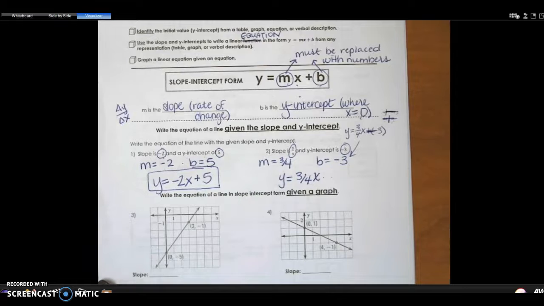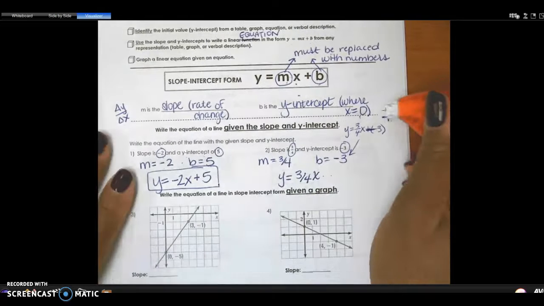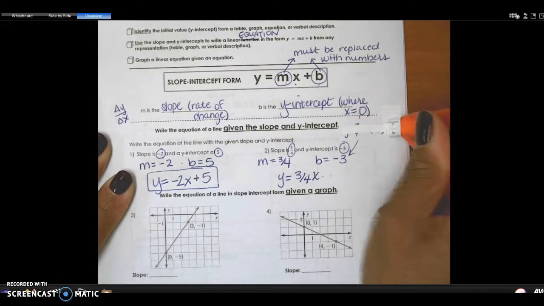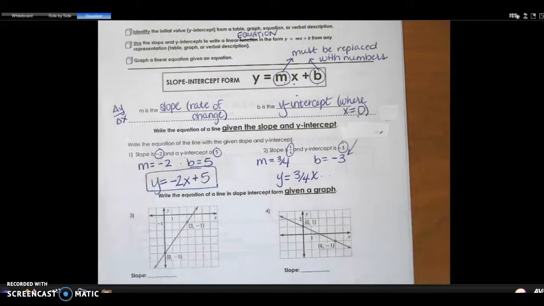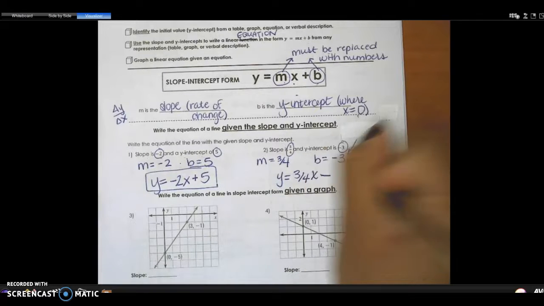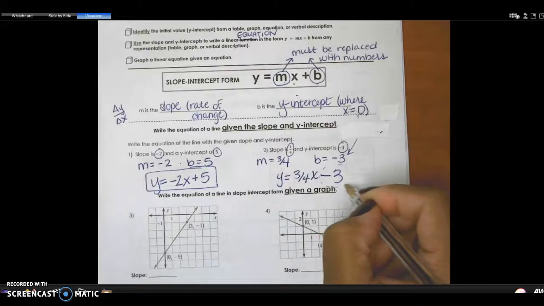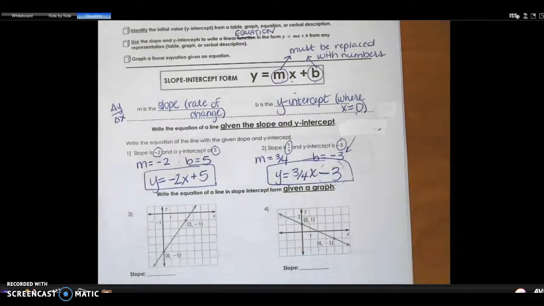Great, now I've made my paper messy. So let's get rid of this, that. Like it was never there. All right, so this would be 3/4 x minus 3. This tells me that my y-intercept is -3. Okay?